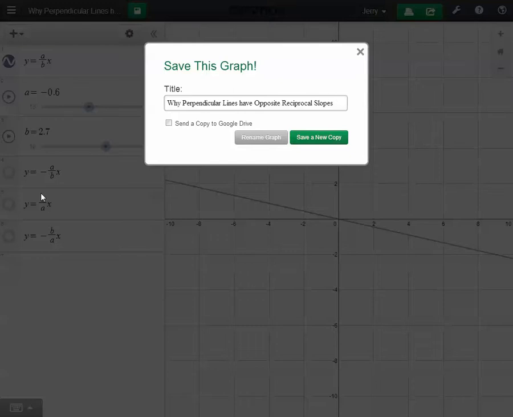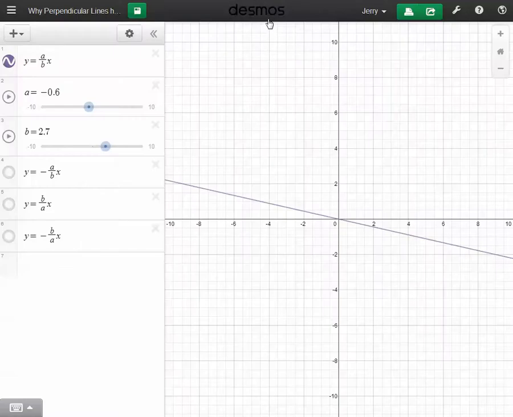Hey, this is a quick explanation of why perpendicular lines have opposite reciprocal slopes. What I'm using is Desmos, which is a free online graphing calculator. And what's nice about it is you can make sliders.